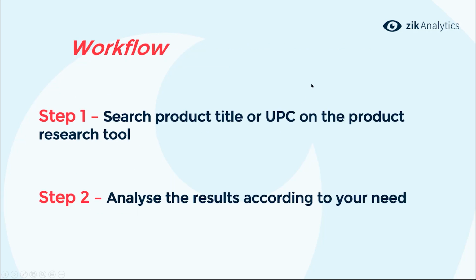So what is the workflow? It's very simple. Step one will be to search the product title or the UPC on the product research tool. So the same as we did in niche research, but this time we will search the whole title, or if it's a specific product, just the UPC number, the manufacturer number. And step two is to analyze the results according to your needs.